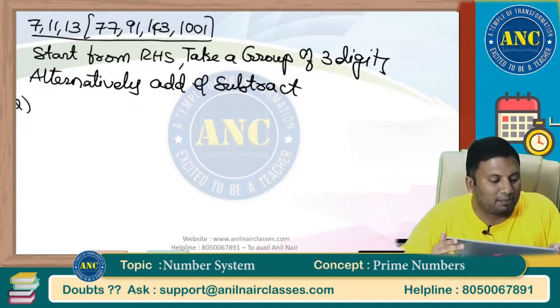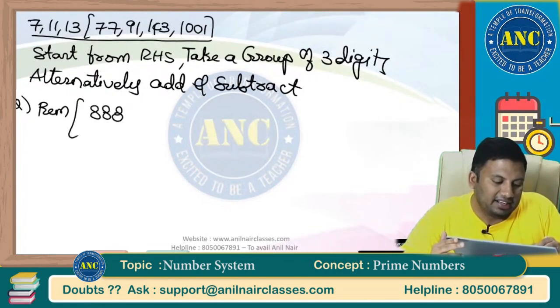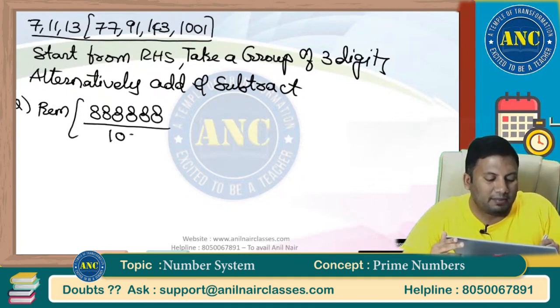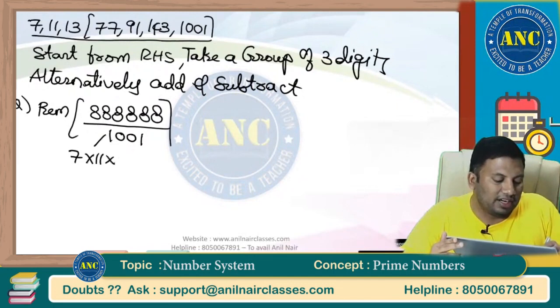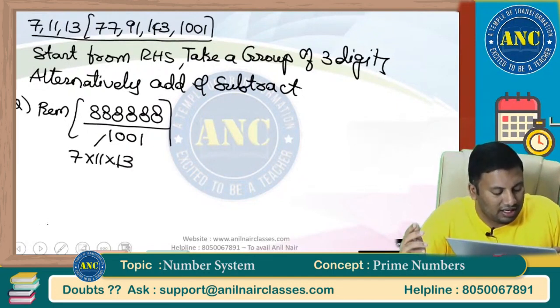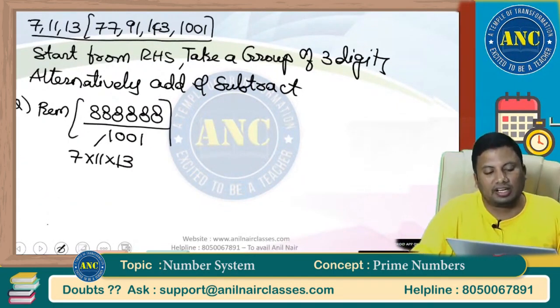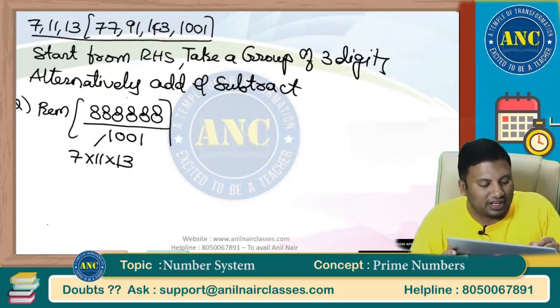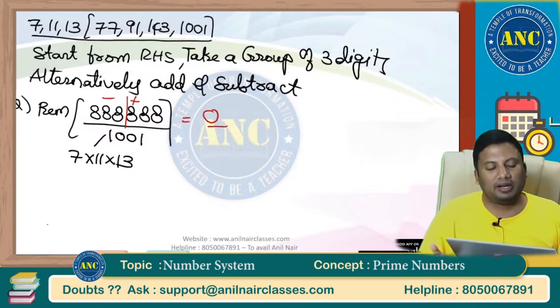Now, example. 8 is written 6 times, divided by 1001. 1001 is 7 into 11 into 13. So, take a group of 3 digits, alternatively add and subtract. It is nothing but 0.